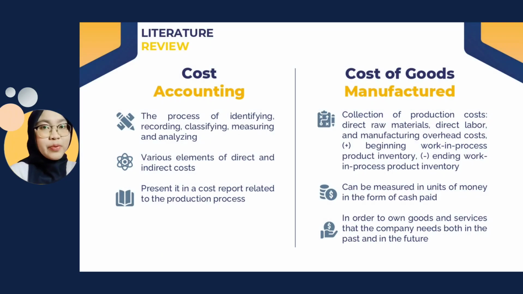Cost accounting is the process of identifying, recording, classifying, measuring, and analyzing various elements of direct and indirect costs and presenting them in the form of cost reports related to the production process. Meanwhile, the cost of goods manufactured is a collection of production costs consisting of direct raw material, direct labor and factory overhead costs, plus product inventory in initial process minus product inventory in the final process, which can be measured in units of money in the form of cash paid in order to own the goods and services needed by the company both in the past and in the future.